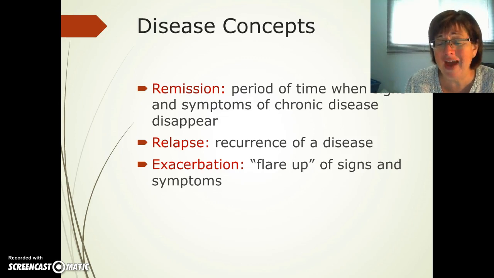If there's a period without the disease, you can go into remission. You may have heard this term in terms of people having cancer. They don't show signs of it for a while, so it's in remission. Then it can come back, so you can have a recurrence of it or a relapse. Exacerbation is when you have a flare-up.